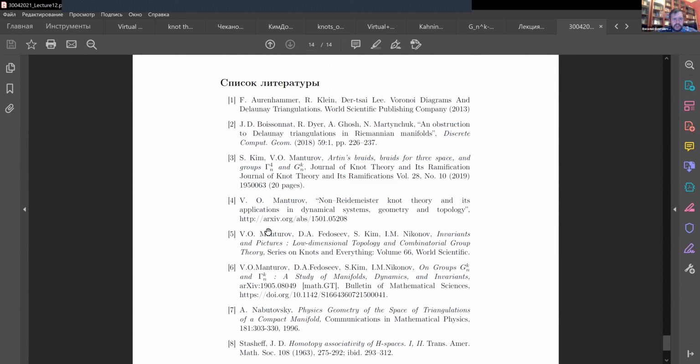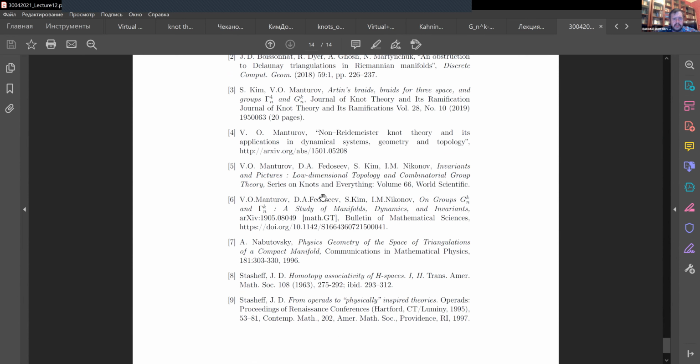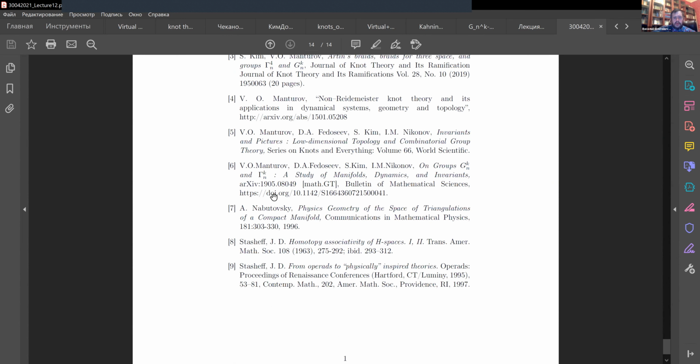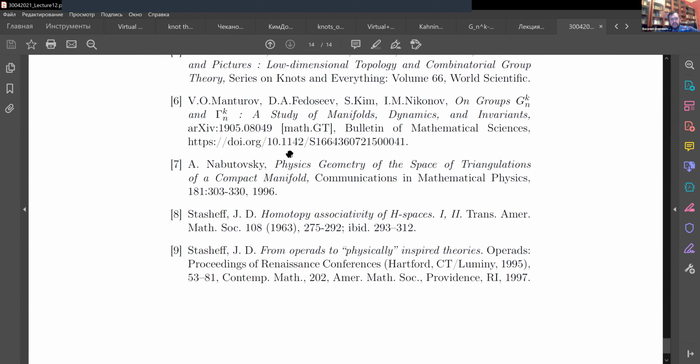This is a very large paper. Nevertheless, some things about gamma are given here.